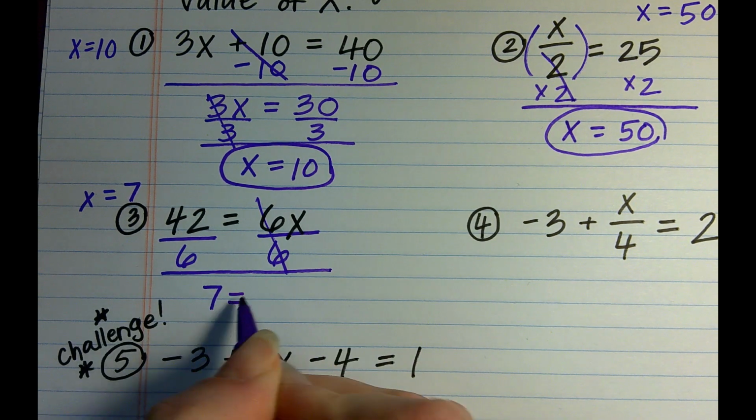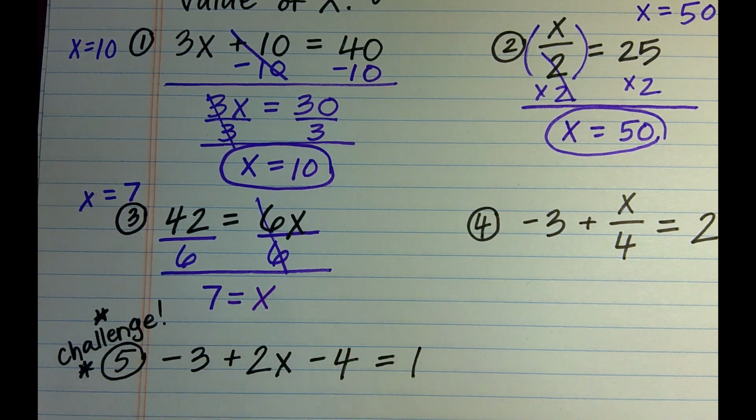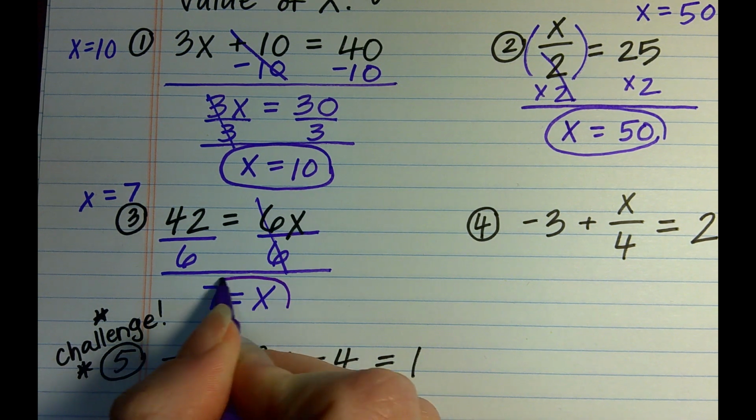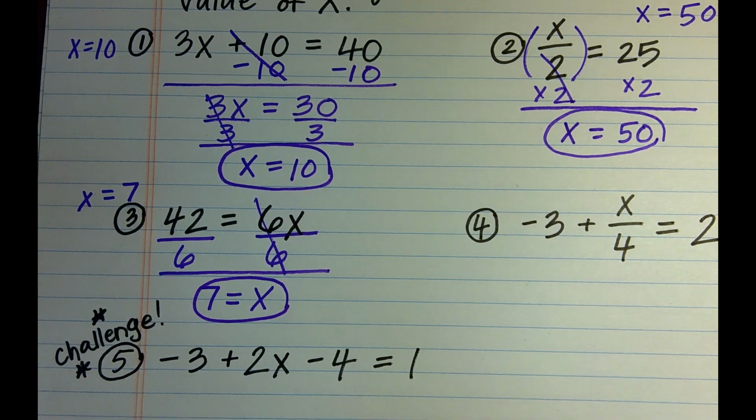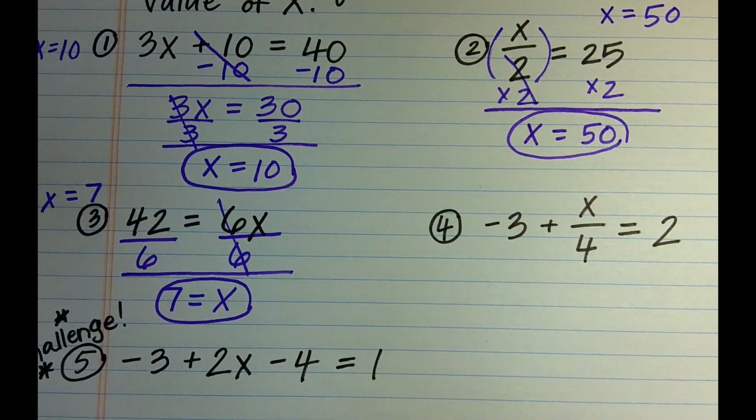Let's bring the rest down. Equals x. And 7 equals x. That's the same thing as x equals 7. Beautiful. That is our answer. Okay. Awesome. Let's look at number 4.